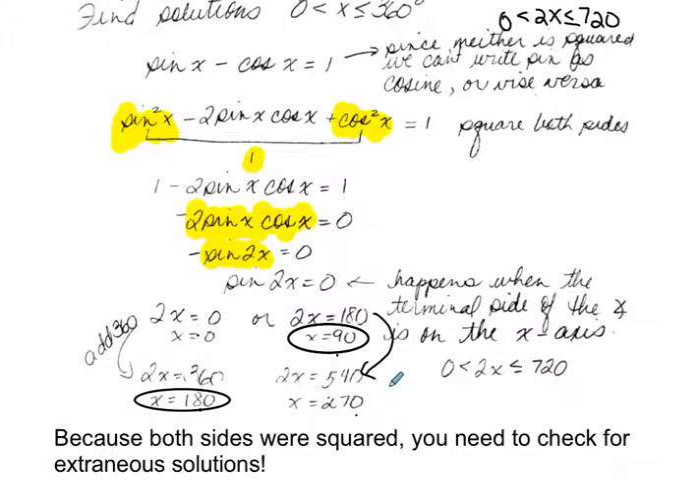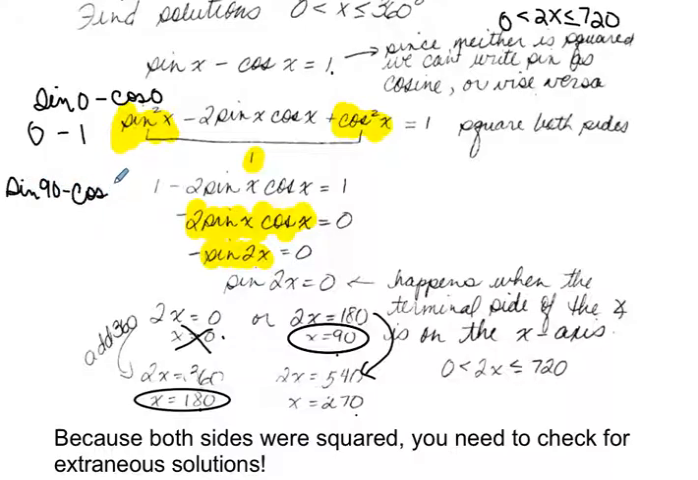However, when you square both sides of an equation, you can end up with some extraneous solutions. You have to go back and double check in the original equation if it works. So if I were to check x equals 0, I'd have sine of 0 minus cosine of 0. Well, sine of 0 is 0, cosine of 0 is 1, and negative 1 is not equal to positive 1, so that is extraneous. It does work with 90. Sine of 90 minus cosine of 90. Sine of 90 is 1, cosine of 90 is 0.